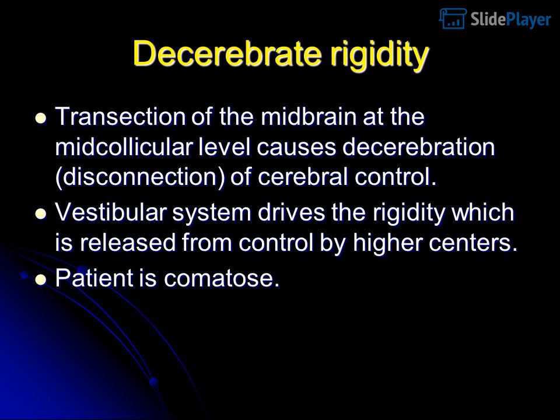Decerebrate rigidity. Transection of the midbrain at the midcollicular level causes decerebration, disconnection, of cerebral control. Vestibular system drives the rigidity, which is released from control by higher centers. Patient is comatose.